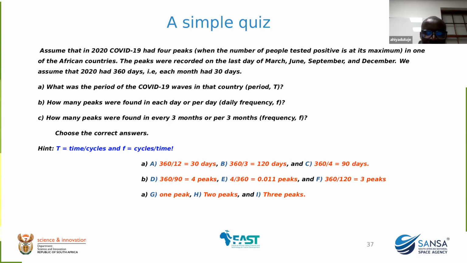You have the 4 peaks. From what I can see, 3 times 30 should be 90 days. Now the period is the time over the number of cycles. Yes, so 90 over the number of cycles. So it was repeating every 3 months.